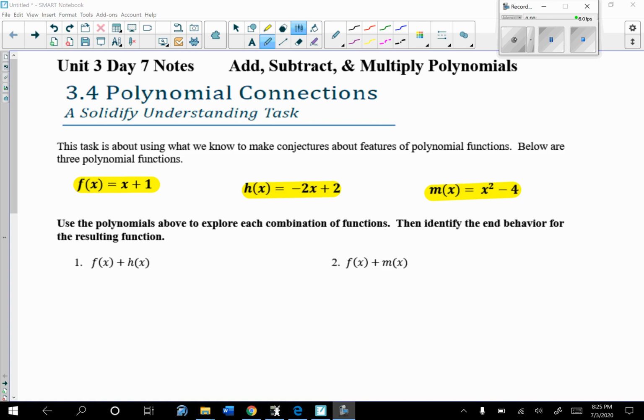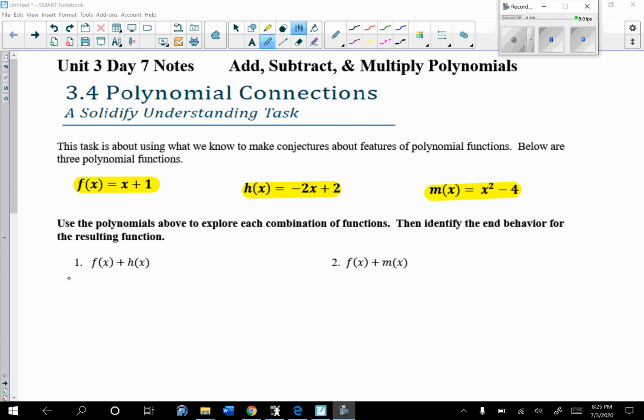Today we're going to talk about adding, subtracting, and multiplying polynomials. So this task is about what we know to make conjectures about features of polynomial functions. Below are three polynomial functions, f of x, h of x, and m of x. We're going to use the polynomials above to explore each combination of functions, then identify the end behavior for the resulting function. So for the first one, what happens if we add f of x and h of x together?